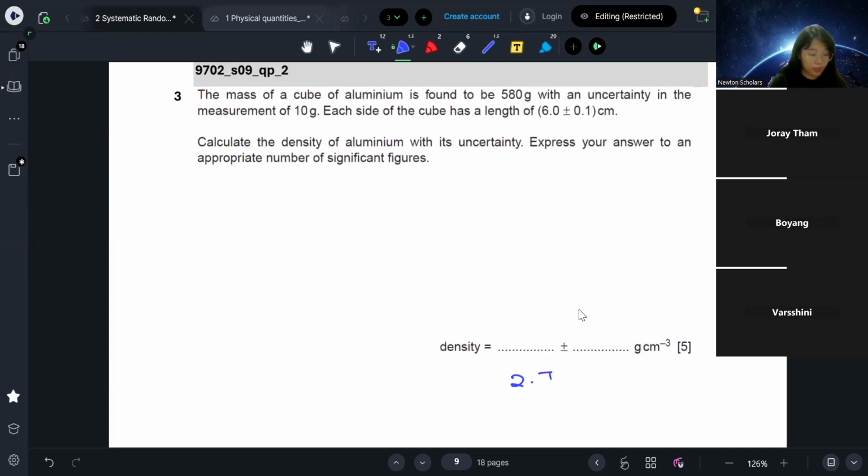Okay, 2.7 plus minus 0.2. You write the final answer. After that, if we still got time, then we come back and do it. If no time, then you self-practice. After that, I'll show you the working steps in the next lesson. Okay, can we proceed?